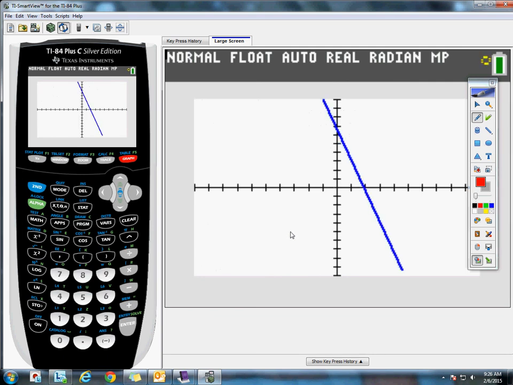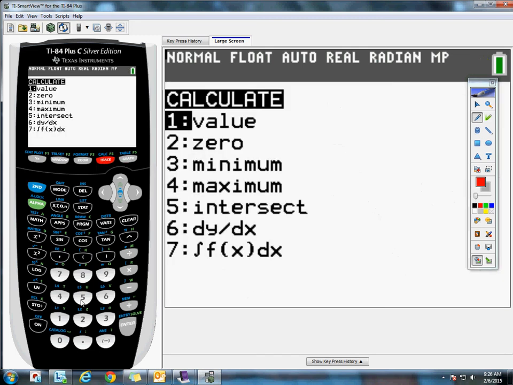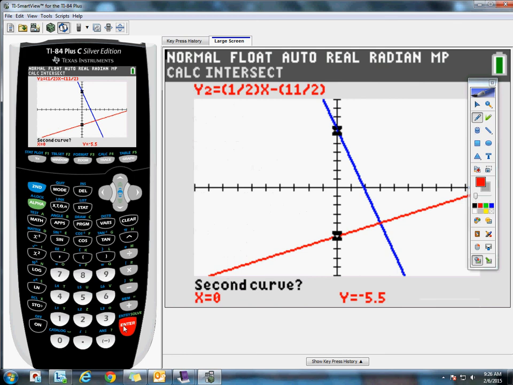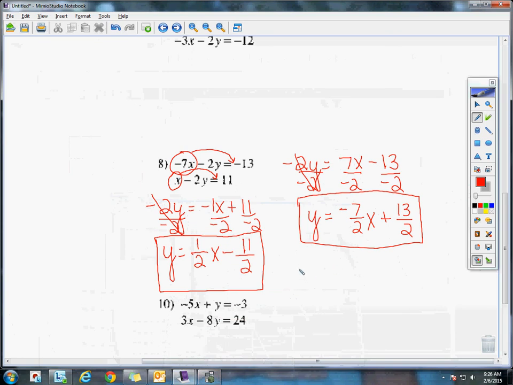So there's my first equation, my first line. And there's the second one. So again, you can see that both these lines intersect in this point. So that is our answer. That's the solution to this. And to find that point, we're going to hit second trace, 5, and then we're going to hit enter, enter, enter. So our intersection here is at 3, -4. So my answer is going to be 3, -4.